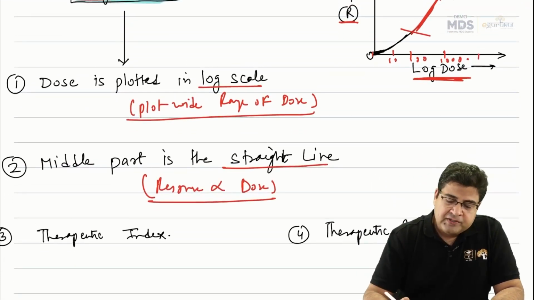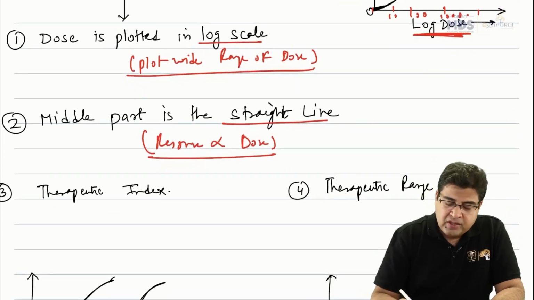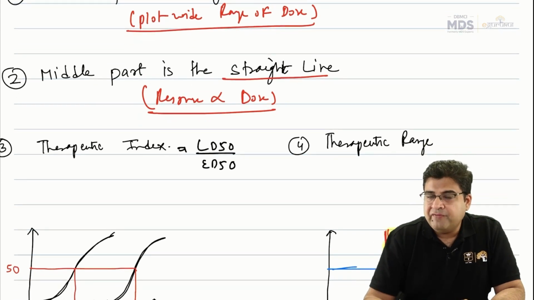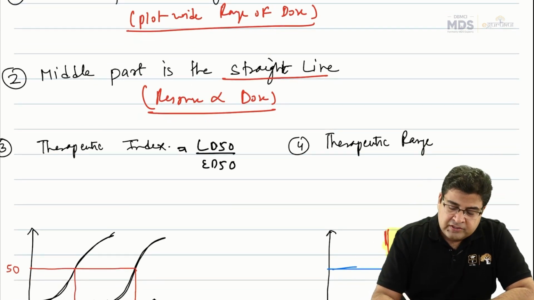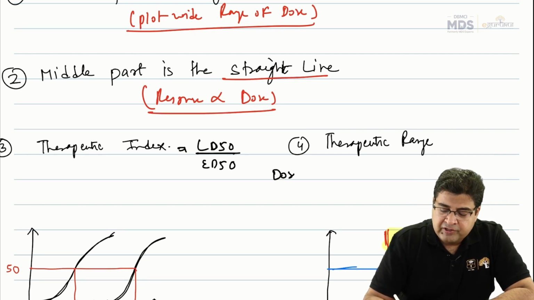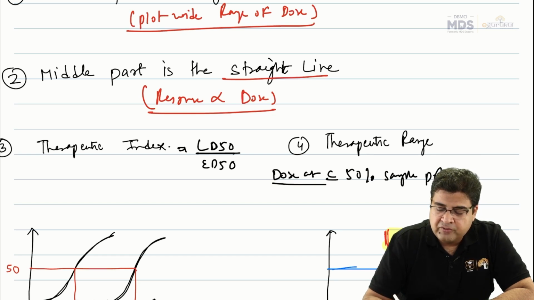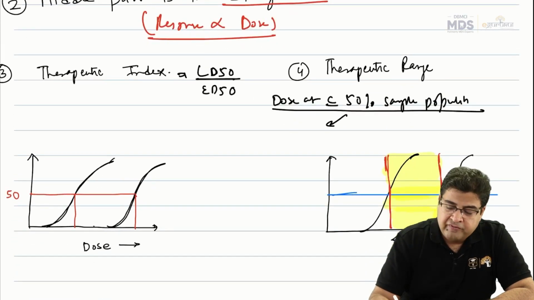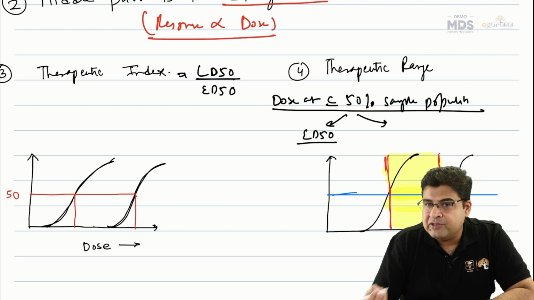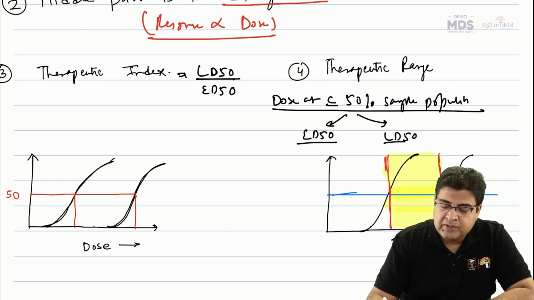Now guys, with the help of this graph, we can calculate two very important doses. One is known as LD50 and second is known as ED50. Now guys, what is LD50 and ED50? This is the therapeutic index, where we take the ratio of LD50 and ED50. The dose at which 50% of your sample population show you the effect that you required is known as ED50, and the dose at which 50% of the sample population will die is known as LD50.